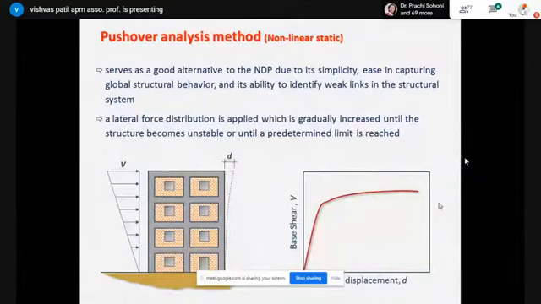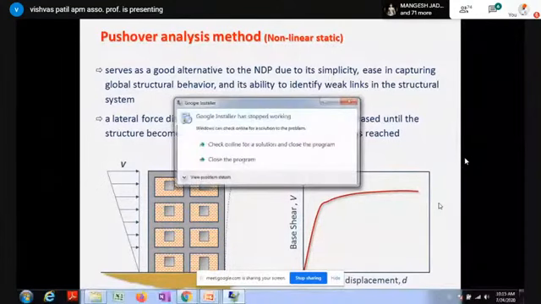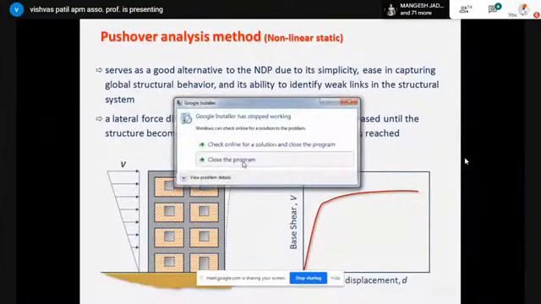Similarly, we know the tension test on mild steel. We apply the force initially and it gradually goes on increasing up to failure. The material undergoes various states. First there is the elastic range, then the proportional limit, the upper yield point, then the highest ultimate point, then the breaking point. In this case also, the structure is pushed by applying a gradual load until failure.